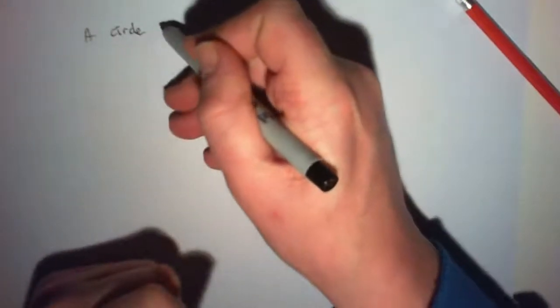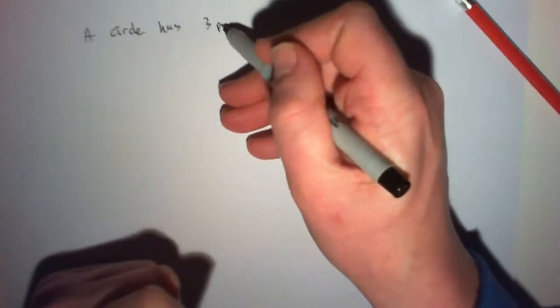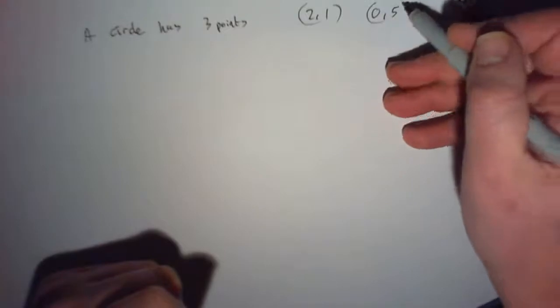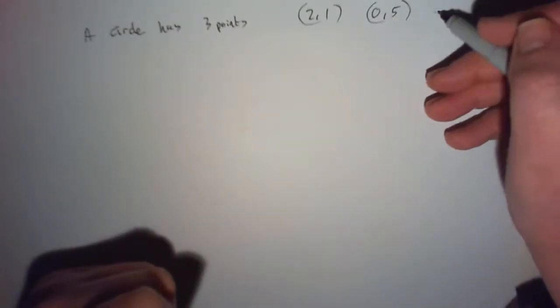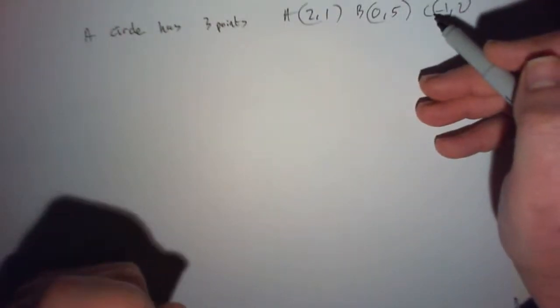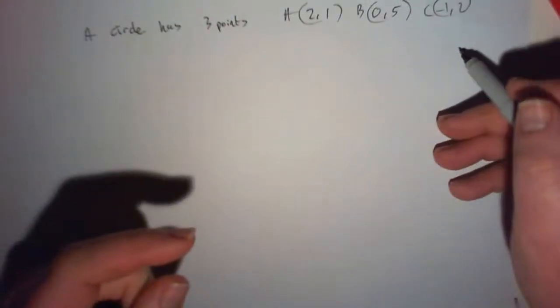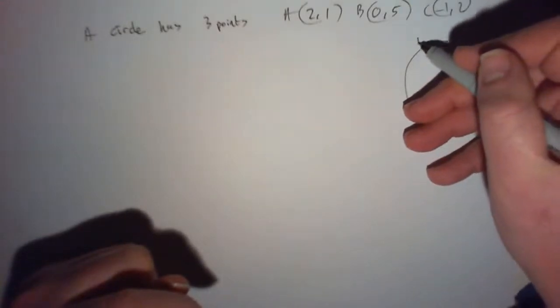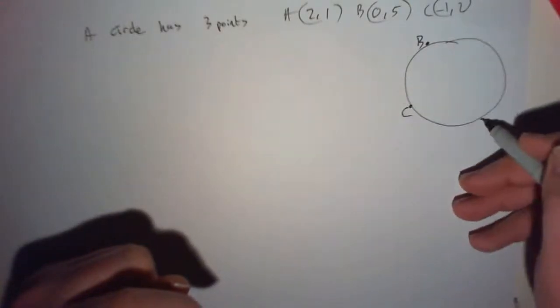So, here's our first scenario. A circle has three points, 2, 1, 0, 5, and -1, 2. We'll call those A, B, and C. Okay. So I'm going to give you a bit of help here. There's B, there's C, and there's A.